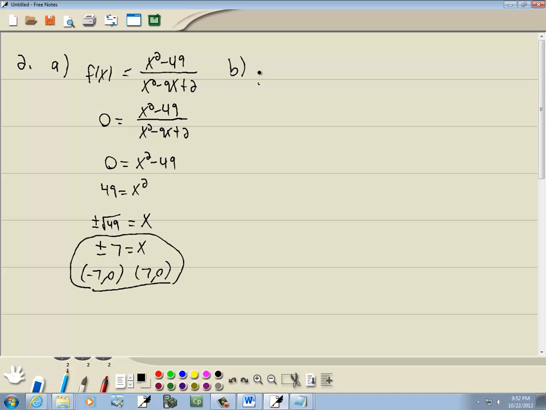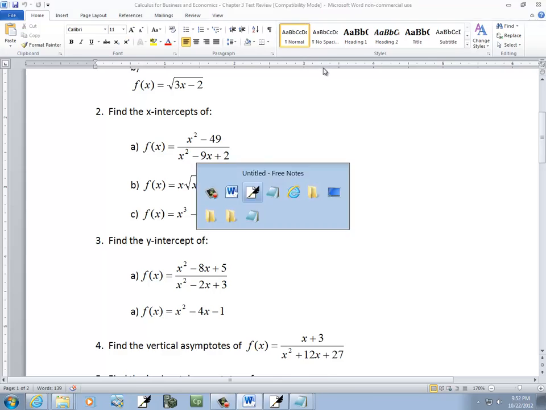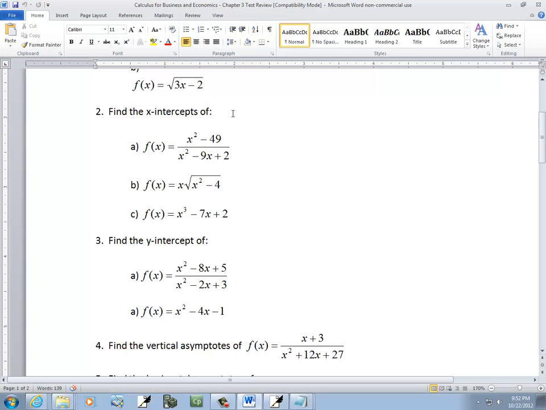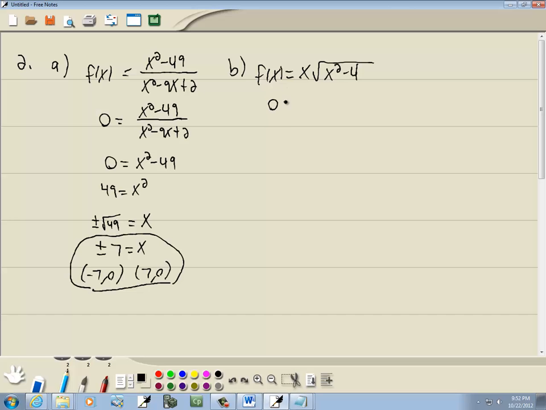Next one is f of x is equal to x times the square root of x squared minus 4. Again, the instructions are to find the x-intercept. You always plug 0 into the other variable, so I'll plug 0 in for y. Now, from college algebra, we had the zero factor property, but it's not limited to binomials or trinomials. If you have anything that's a product, we have this times this, and 0 on the other side, we set each one equal to 0. So I set x equal to 0, and the square root of x squared minus 4 equal to 0.